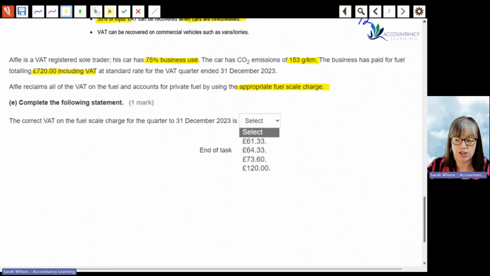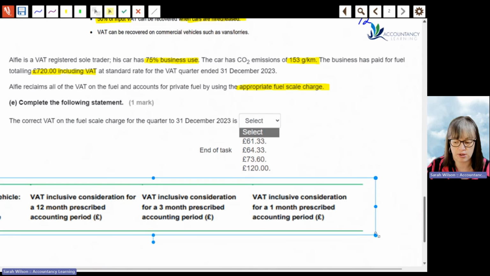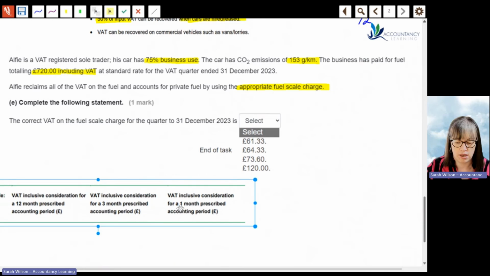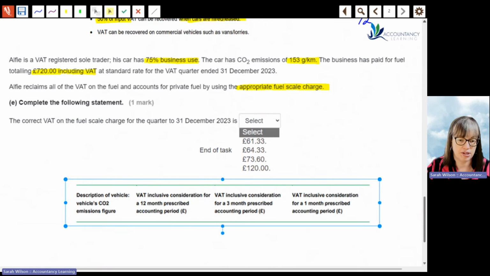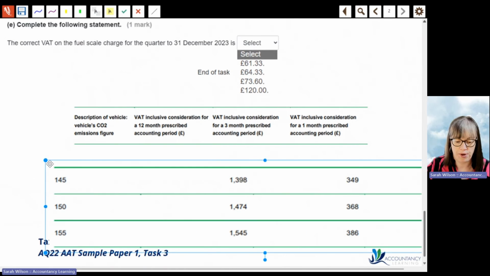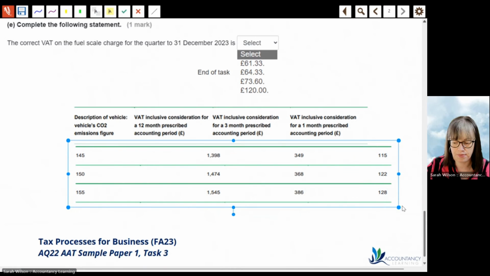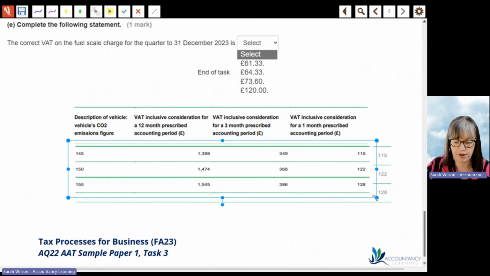So first thing I'm going to do is bring up the parts of the fuel scale charge that we're going to want. So I'm bringing in the headers here because it's quite a big table. So just to save some space, I will put in the bits that we need. There we go.